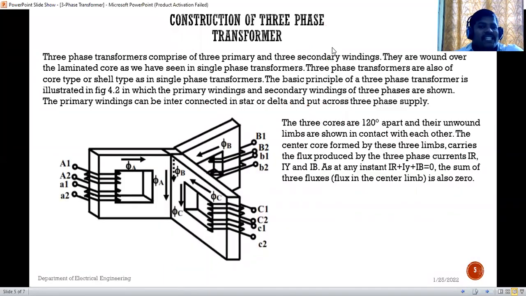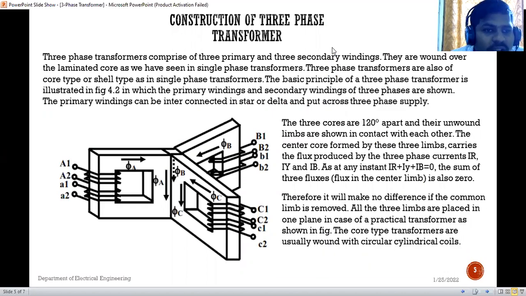the construction of three-phase transformer is again similar to a single phase transformer, that is core type and shell type transformer. Here the core type transformer is given. What is meant by three-phase transformer? Having 3 primary windings and 3 secondary windings. Single phase transformer मध्ये एक primary होती, एक secondary होती. In case of three-phase transformer, 3 primaries are required for R phase, Y phase, and B phase, and 3 secondaries are required for R phase, Y phase, and B phase. Okay, so they are wound over the laminated core.